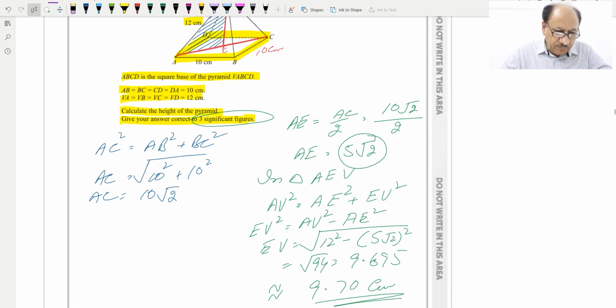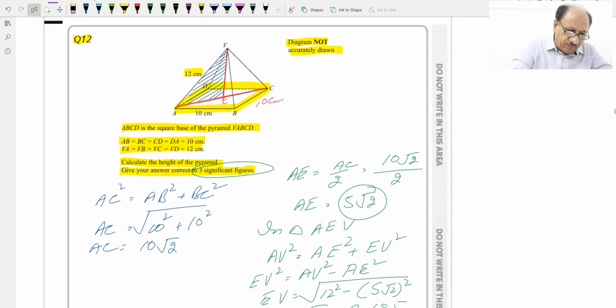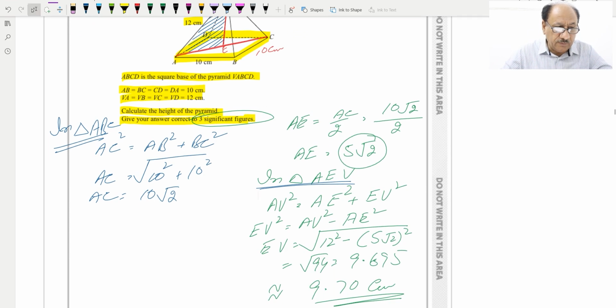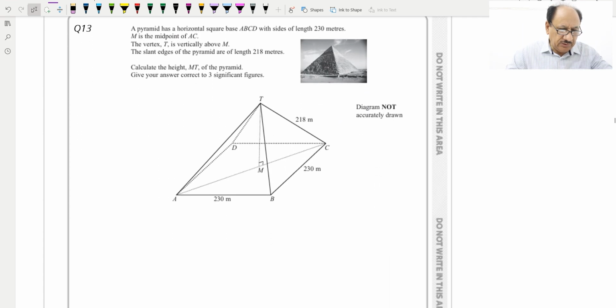We have applied Pythagoras theorem twice. First we considered triangle ABC, and then later we considered triangle AEV. We applied Pythagoras theorem twice. Hopefully you understood this. Next, question number 13.